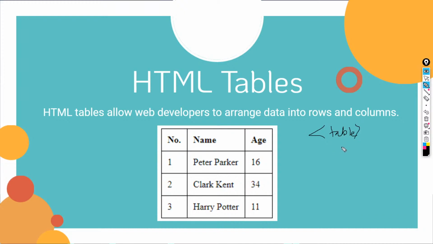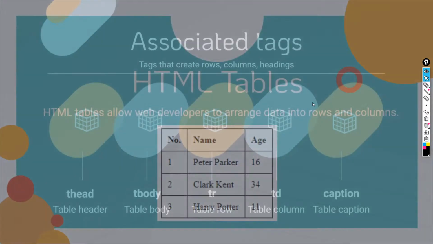Now within this table, I can have associated tags. There are different associated tags, like caption, td, tr, and other things. So let's have a look at it. The table tag and end of table is going to be the parent tag, under which I'm going to have the associated or child elements of a table. So I need to have rows, and every row is going to have columns. Fine. So let's have a look at the different tags that we can use with table.